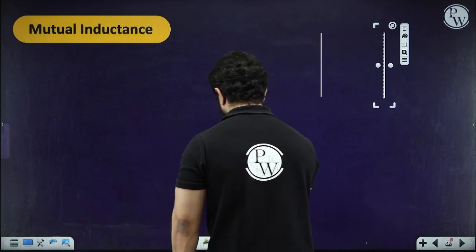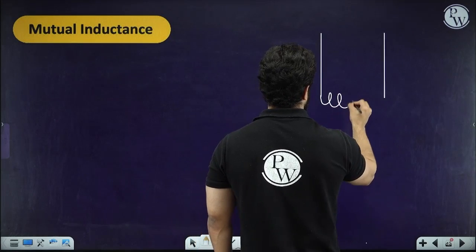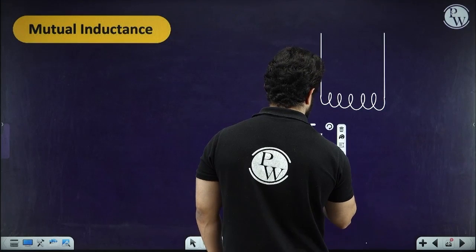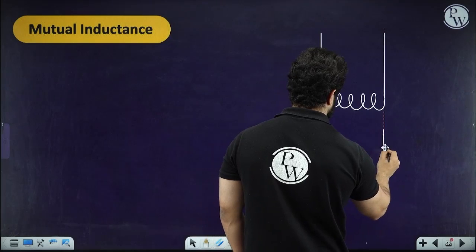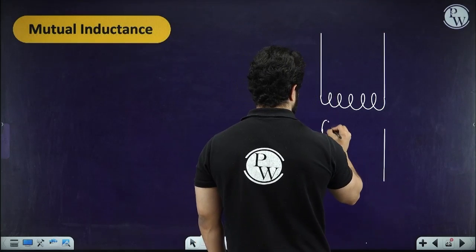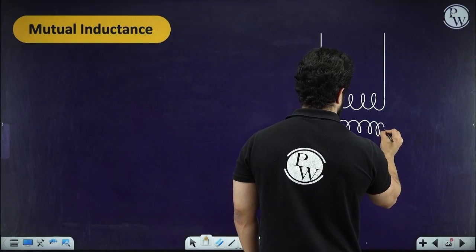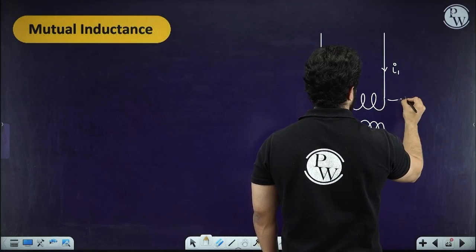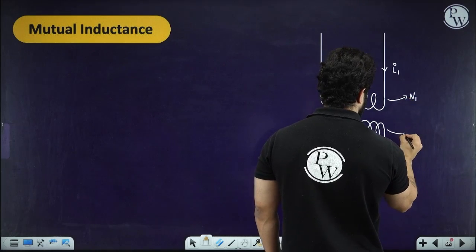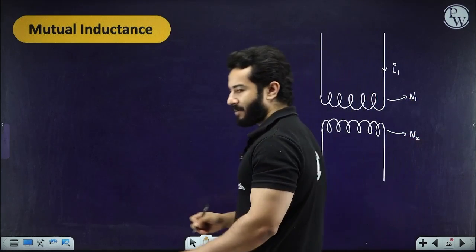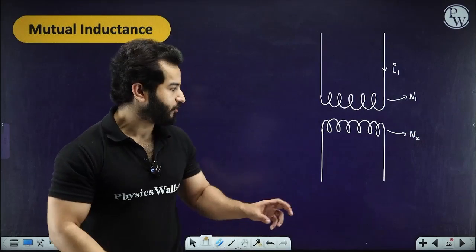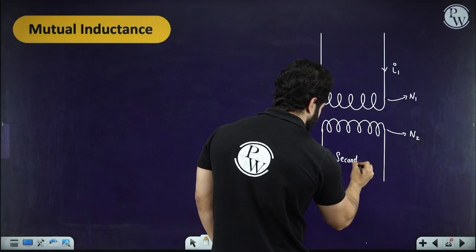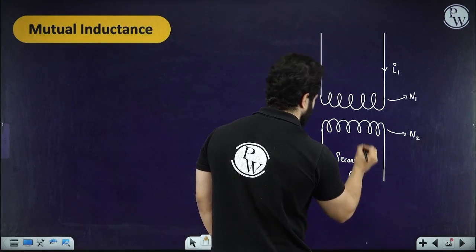Let's say this is a primary coil. And we have another coil over here, which we are going to call the secondary coil. Let's say the current flowing in the primary coil is I1. The number of turns in this one is N1. The number of turns in this one is N2, right? There can be a current in the secondary coil of its own, but right now we are not talking about it. This is the secondary coil. This one is the primary coil.